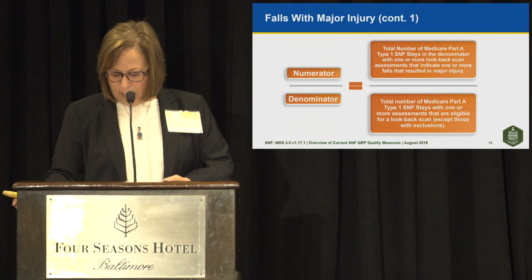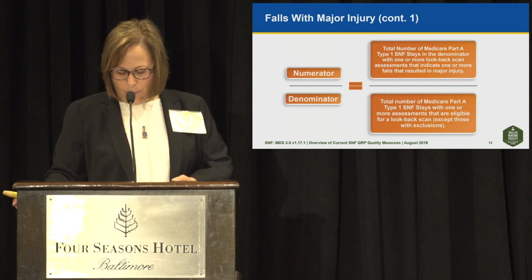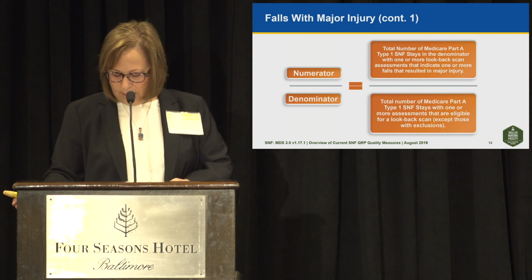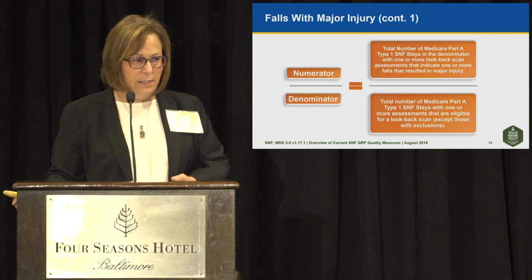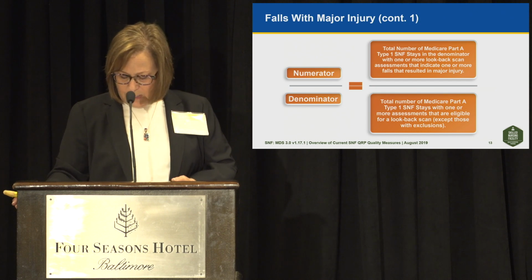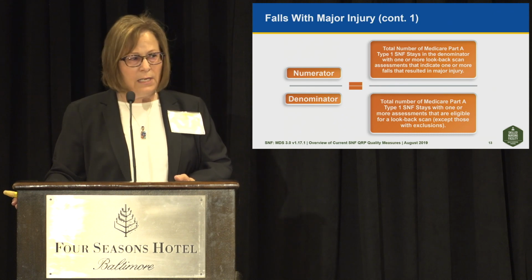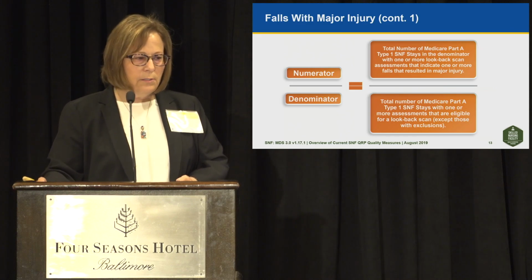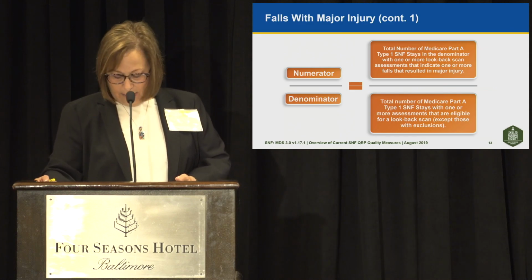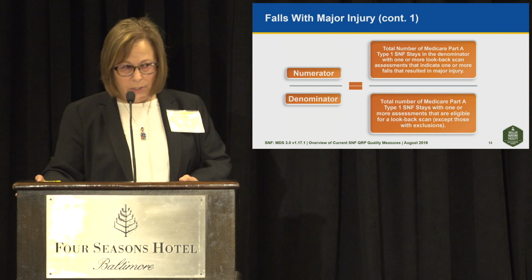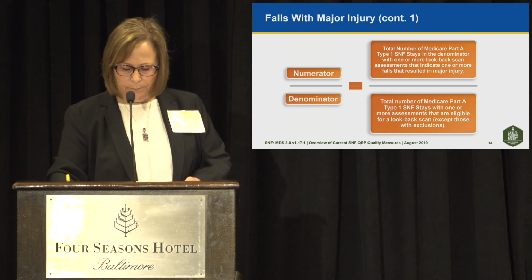So, with the denominator in mind, the numerator is the total number of Medicare Part A Type 1 SNF stays from the denominator with one or more look-back scan assessments that indicate one or more falls resulted in a major injury. And if you recall looking at your quality measure reports in the QRP, it shows 4 quarters of data. And all stays are included in the measure if the resident had multiple stays during the target 12 months. The numerator divided by the denominator times 100 will give you your percentage. And for this measure, for falls with major injury, a lower score is preferable.